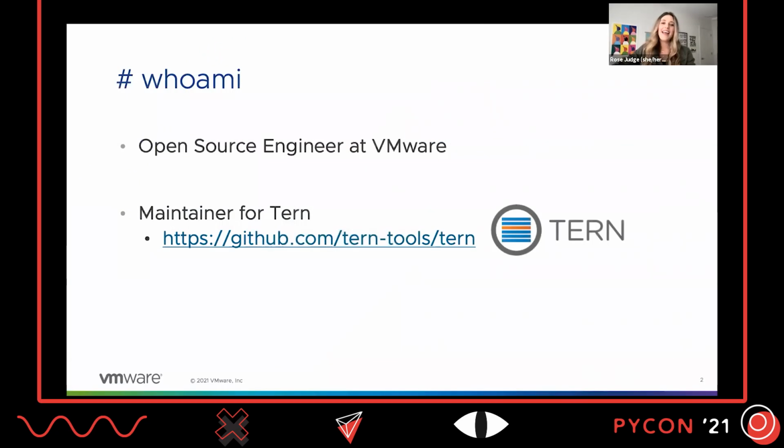So who am I? As I mentioned, I'm an open source engineer at VMware, and part of my role there is to co-maintain an open source project called Turn. Turn is a container analysis tool written in Python that generates a software bill of materials for container images. The project originated at VMware with only one developer, my colleague Newcomer, and has since grown to have 2 maintainers and a small community of regular contributors.